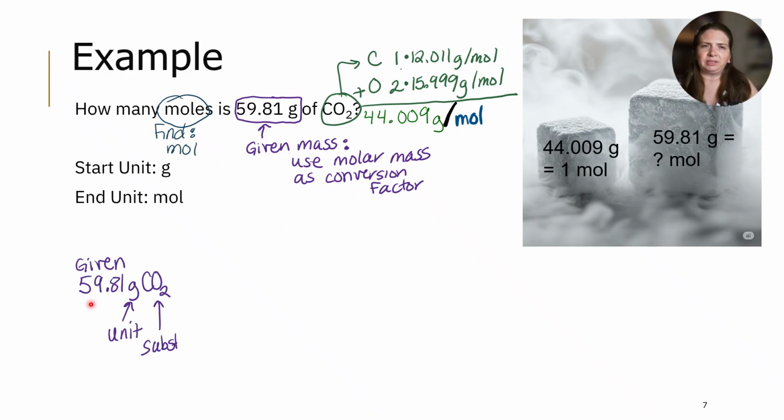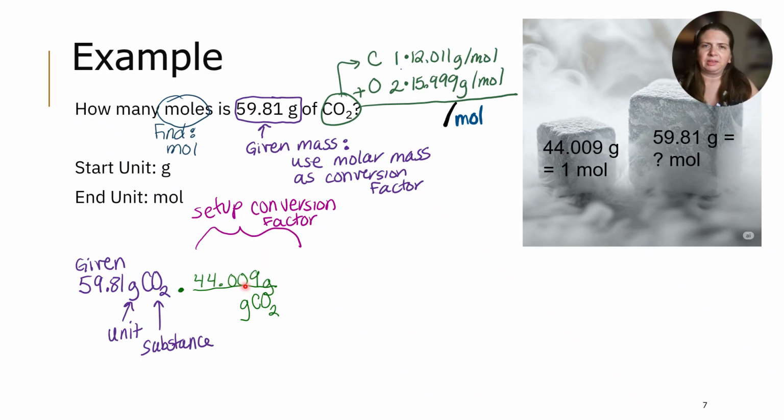We begin with 59.81 grams of CO2. To cancel the grams, we need to place grams of CO2 in the denominator of our conversion factor. Molar mass is 44.01 grams per mole of CO2. We place that in the denominator so that the grams cancel and we are left with moles.